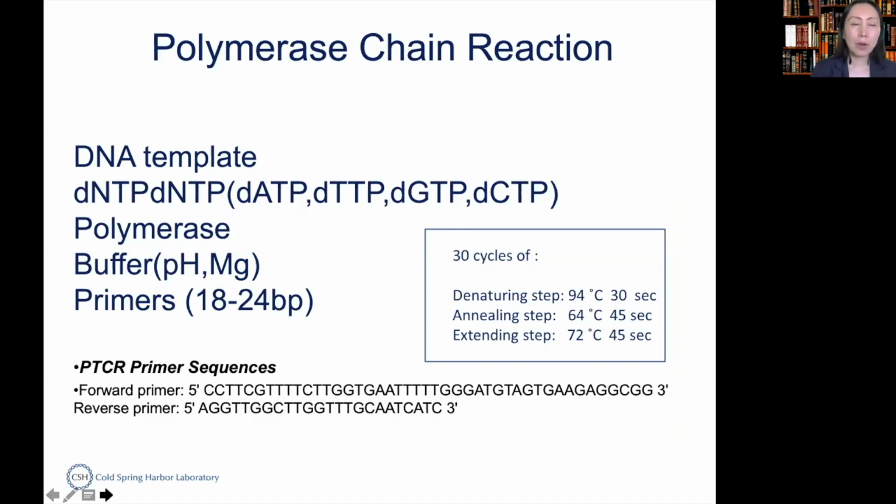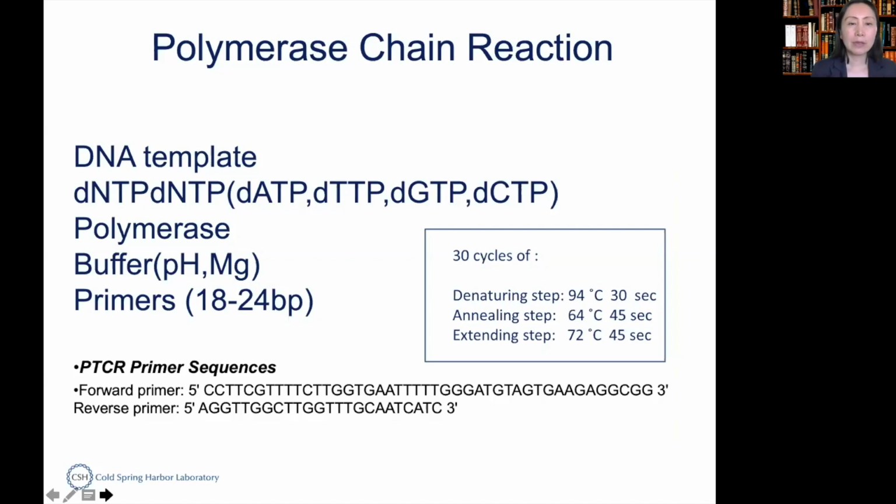We also need primers. Primers are just like bookmarks. They will recognize and bind to that specific piece of DNA we want to amplify and help us to get the copies. Buffer is also an important reagent for this reaction because buffer will provide the right pH for polymerase to work, as well as magnesium, which is a helper for polymerase.